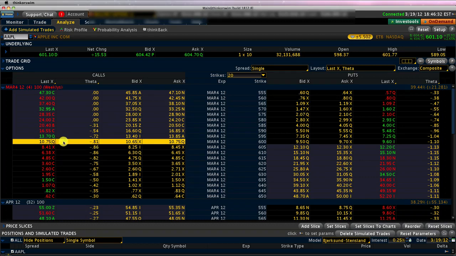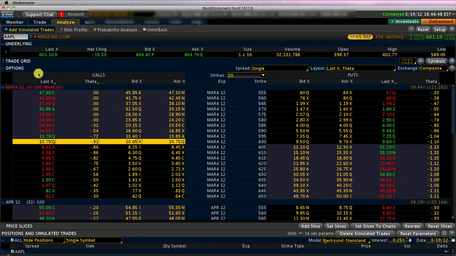Of course, that's not going to happen because Apple is going to move. In fact, today it seems like Apple had a blockbuster day. I think the iPad 3s are doing very well. So Apple's gone up by $15 today. So it's had a great day, and Apple can move quite a bit.